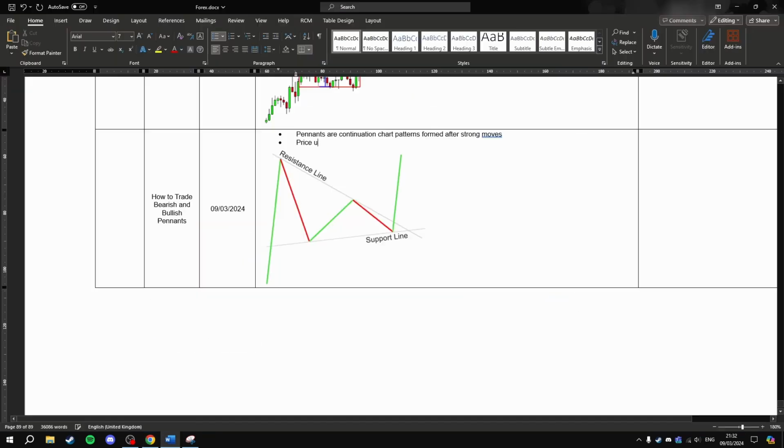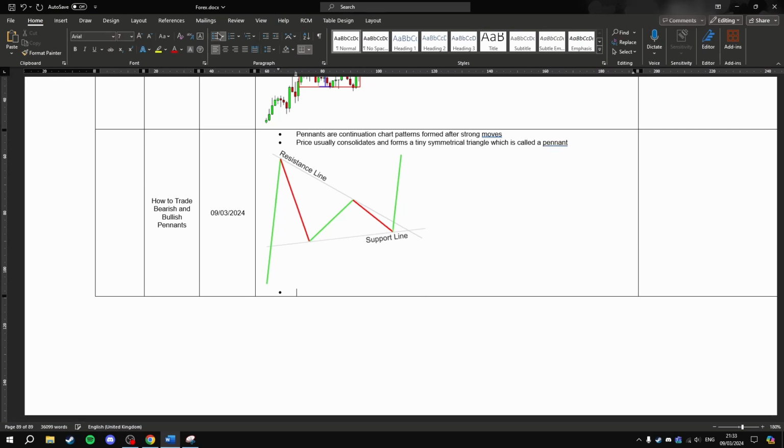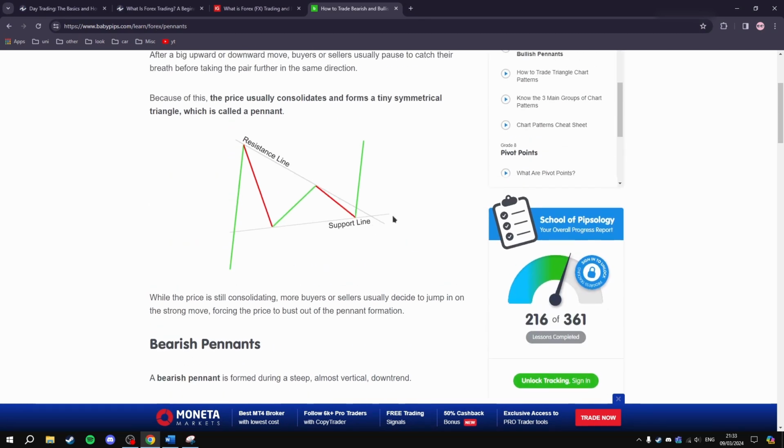Price usually consolidates and forms a tiny symmetrical triangle, which is called a pennant. So the grey rectangle then, maybe, basically. Whilst the price is still consolidating, small buyers or sellers will usually decide to jump in on the strong move, forcing the price to bust out the pennant formation. Okay, so this is the rectangle. This triangle, I mean, is the pennant.